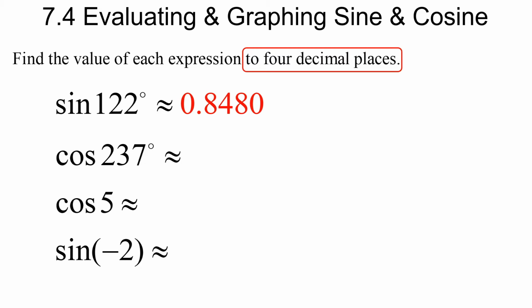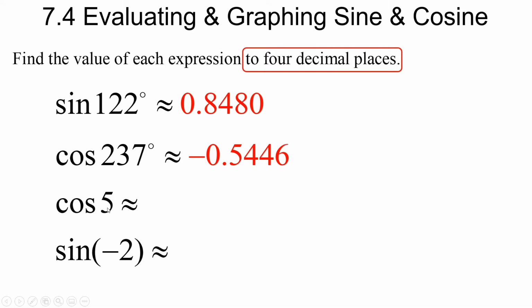Now cosine of 237 degrees. So let's hit cosine and 237. I'm still in degree mode, and hit enter. To 4 decimal places, I'm getting negative 0.5446. There you go.